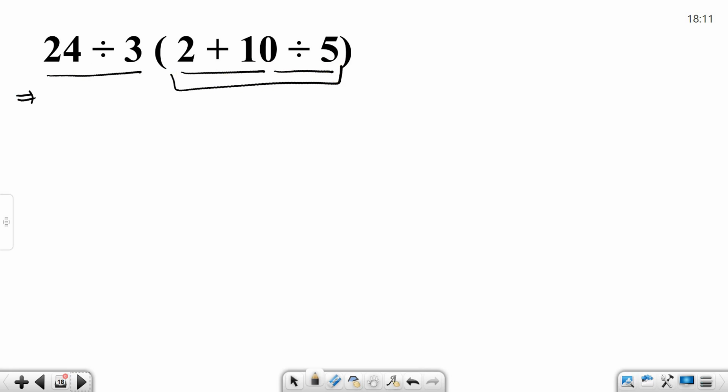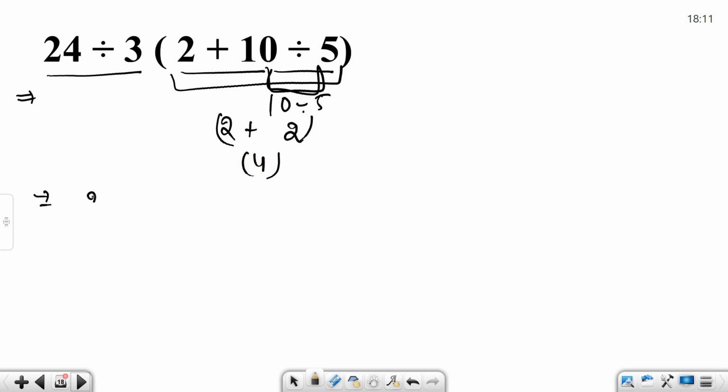Today's math question is 24 divided by 3 times the bracket 2 plus 10 divided by 5. First, we'll start by solving the bracket: 2 plus 10 divided by 5. So first, we'll solve this portion, 10 divided by 5, so that becomes 2. 2 plus 2, that makes 4 inside the bracket.